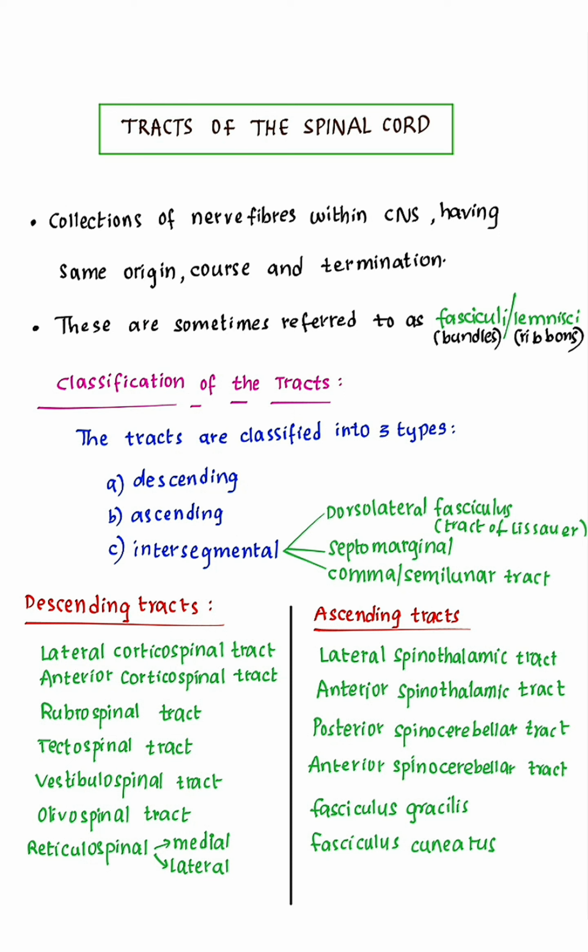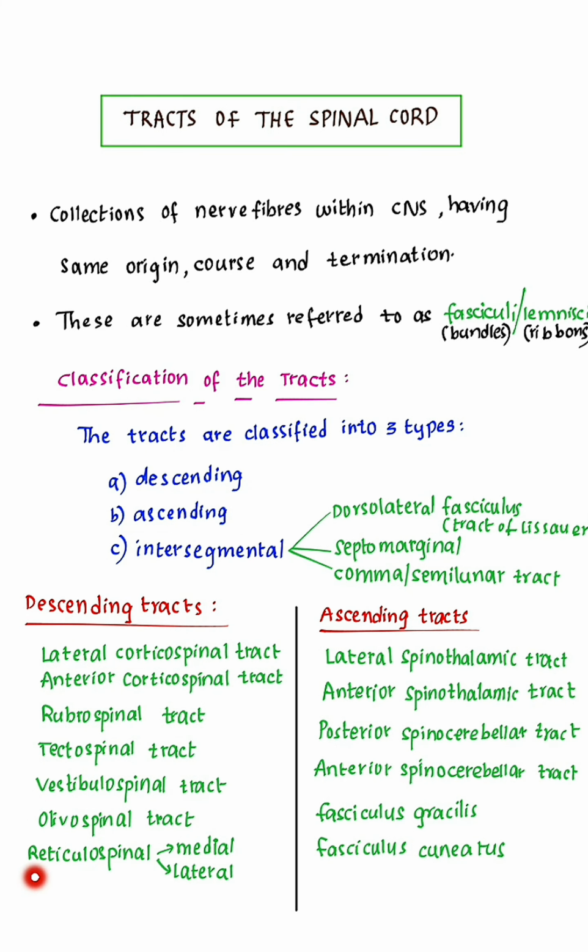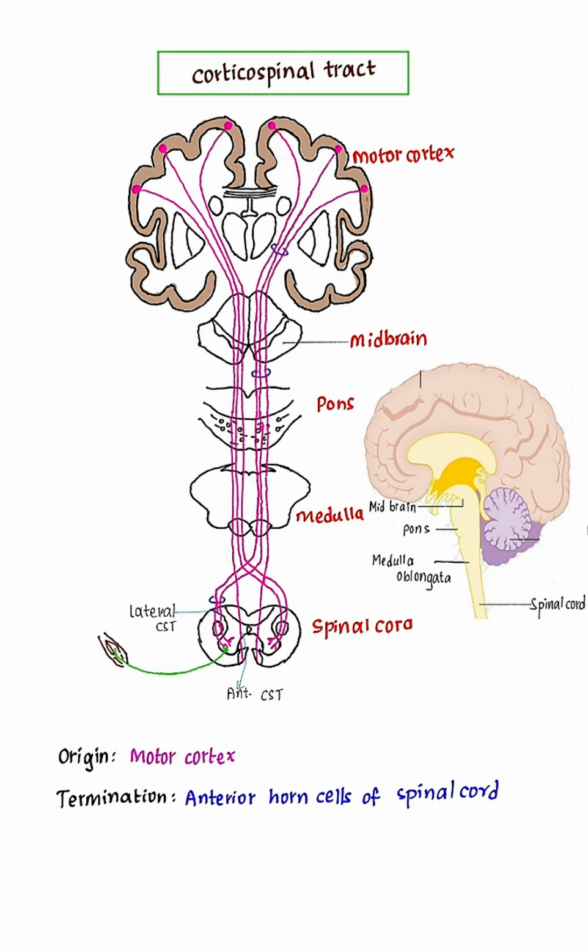Classification of the tracts. Tracts are classified into three types: descending tracts, ascending tracts, and intersegmental tracts. Descending tracts conduct impulses from the brain to the spinal cord. They include the lateral corticospinal tract, anterior corticospinal tract, rubrospinal tract, tectospinal tract, vestibulospinal tract, olivospinal tract, and reticulospinal tract.